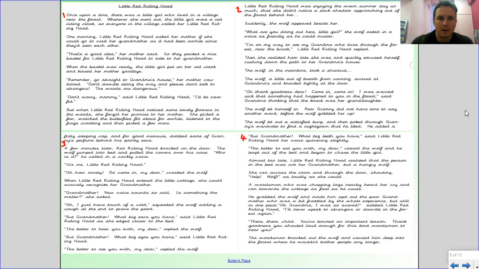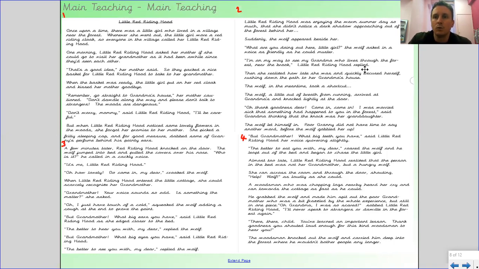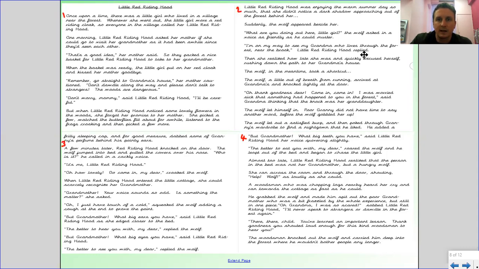Remember, go straight to your grandma's house, her mother cautioned. Don't dawdle along the way, and please don't talk to strangers. The woods are dangerous. Don't worry, Mummy, said Little Red Riding Hood. I'll be careful. But when Little Red Riding Hood noticed some lovely flowers in the woods, she forgot her promise to her mother. She picked a few, watched the butterflies flit around for a while, and listened to the frogs croaking, and then picked a few more. Little Red Riding Hood was enjoying the warm summer day so much that she didn't notice a dark shadow approaching out of the forest behind her.